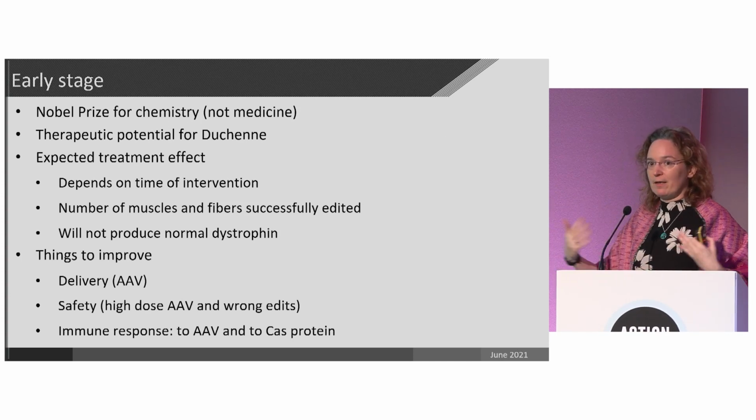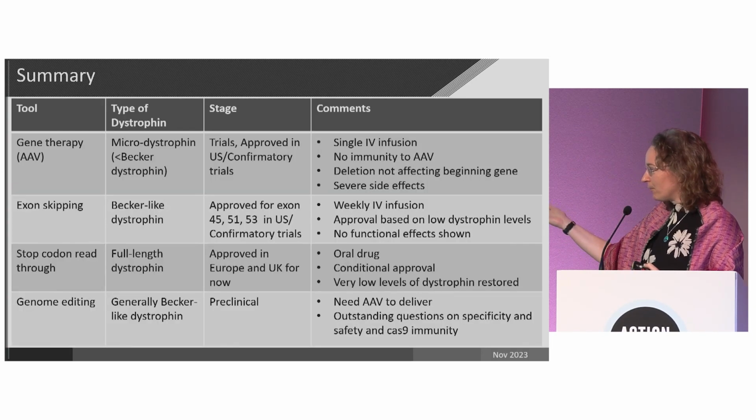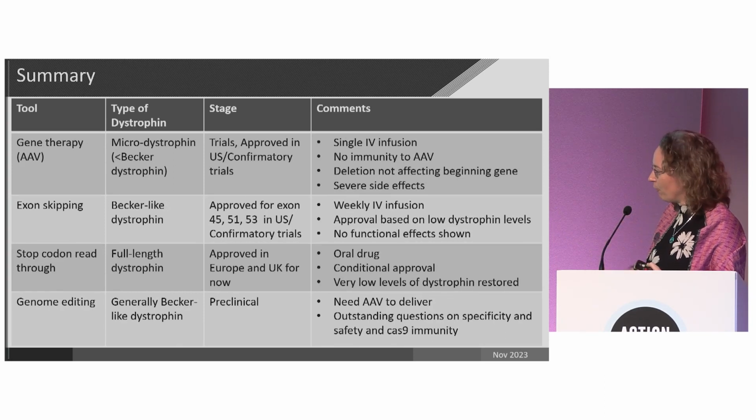So there are things that we need to improve: we need to deliver, and we need to make sure it's safe, that it doesn't edit where we don't want it to edit. And we still have the immune response to AAV, but also to the protein involved, the Cas protein, the scissor protein.